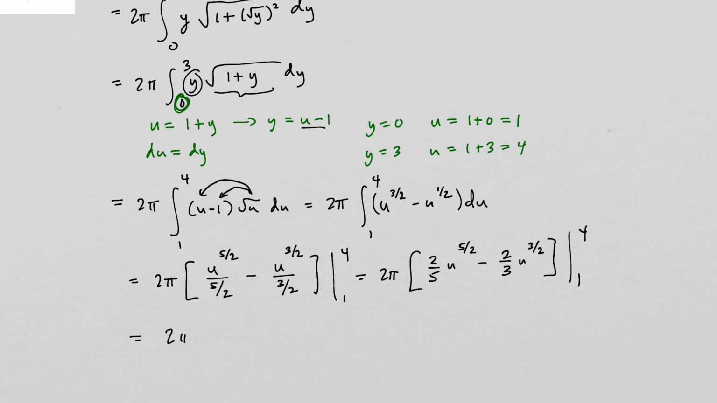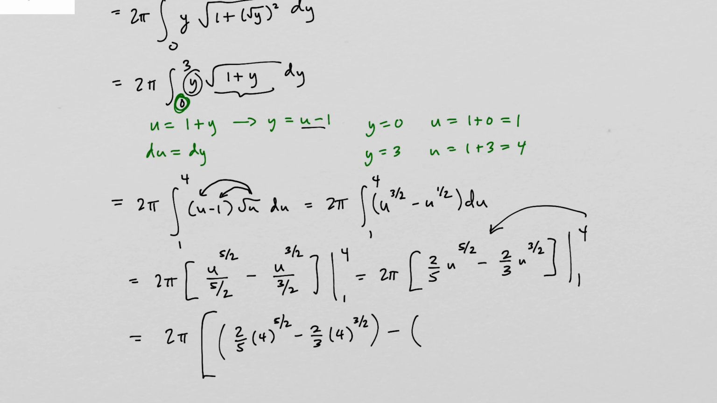Plugging in, we got 2 pi multiplied by the quantity. When you plug 4 in here, we're going to have 2/5 times 4 to the 5 halves minus 2/3 times 4 to the 3 halves, minus the quantity. When you plug in 1, you're going to get 2/5 minus 2/3. Remember that 1 raised to any power is just 1.